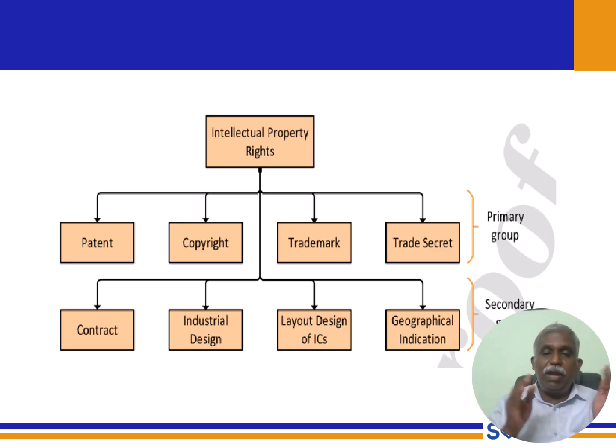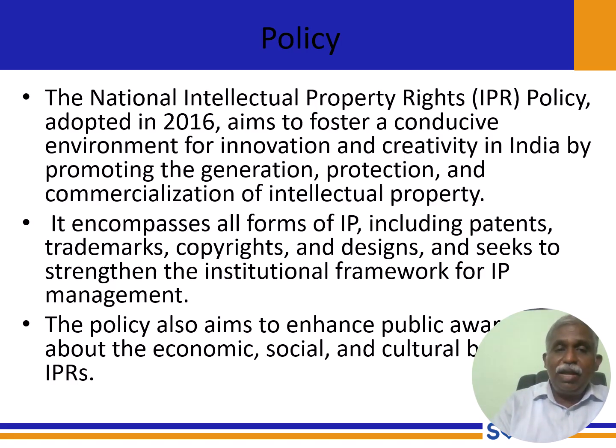Based on the primary group and the secondary group, we have different types of application forms. So we first need to classify whether it is a primary group or secondary group. Now what is the policy of IPR? The National Intellectual Property Rights Policy was adopted in the year 2016, which aims to foster innovation and creativity in India by promoting the generation, protection and commercialization of intellectual property.